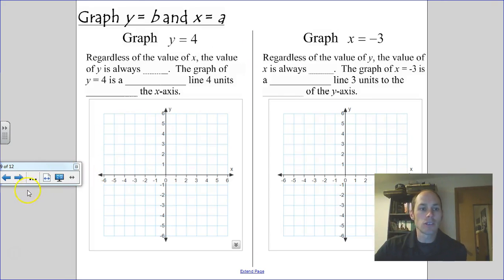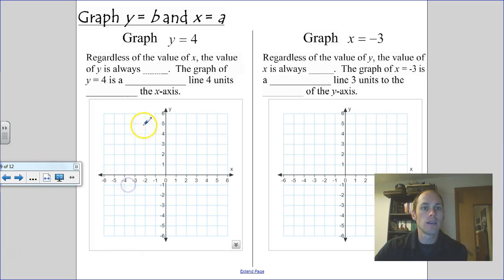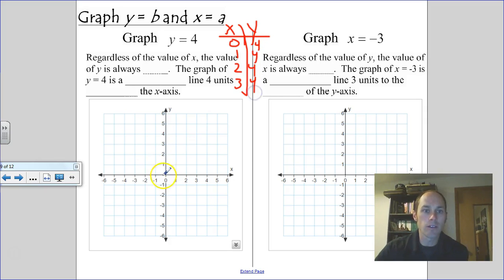Let's say we have a special equation such as y equals 4. And that equation, if I were to create a table, notice there's no x value. So if I start creating my table, I know, well, x has no effect on y. So no matter what I choose for x, y will be 4 because there's no effect of x. So if I start graphing those, 0, 4, 1, 4, 2, 4, 3, 4, I see the pattern.